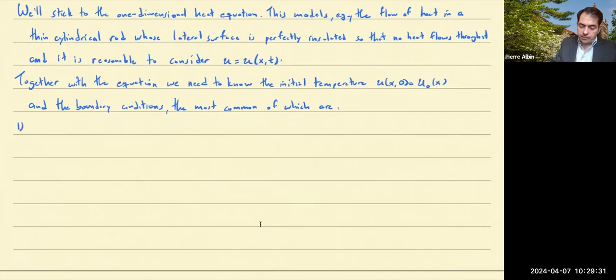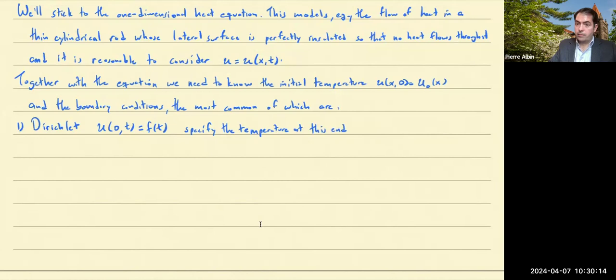So, first, these are known as the Dirichlet boundary conditions. So, at an end, say at x equal to 0, then you specify what is the temperature at that end for all t. And so, here we're specifying the temperature. So, for example, you might stick the end of this cylindrical rod into a furnace or into an ice bath or something like that, where you're just saying what the temperature is at that end. It's known as the Dirichlet boundary conditions.